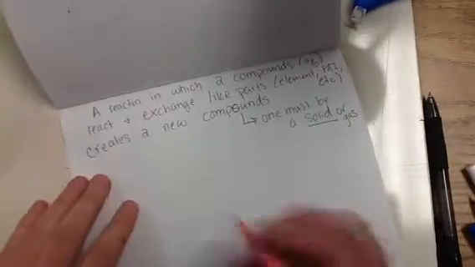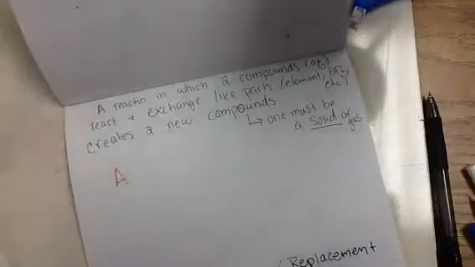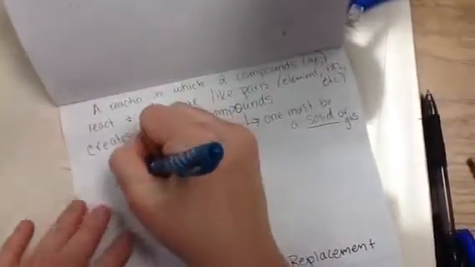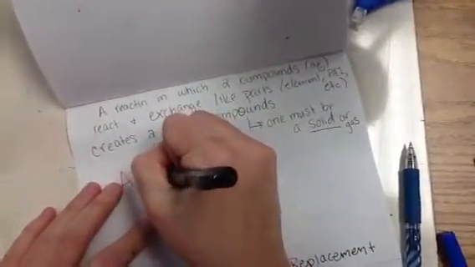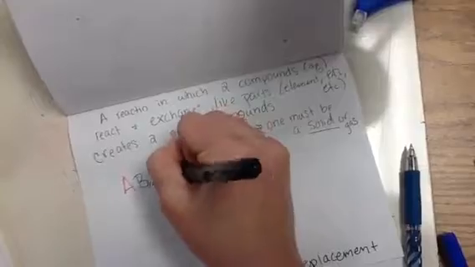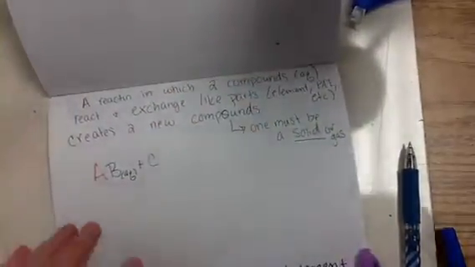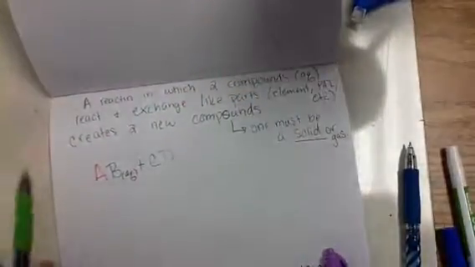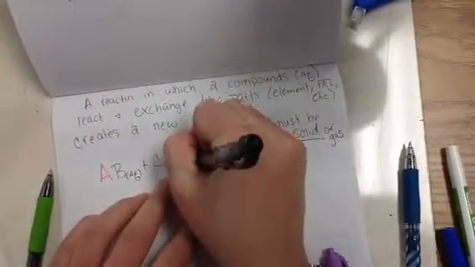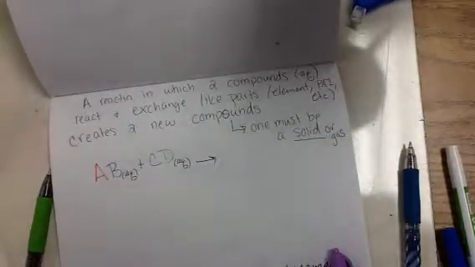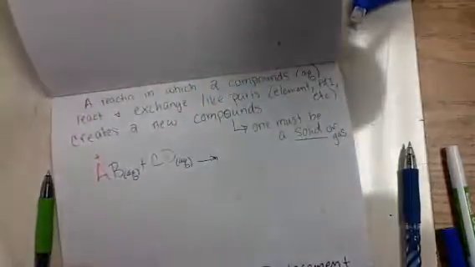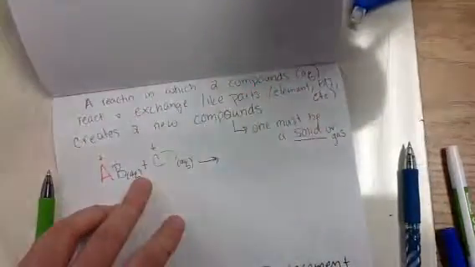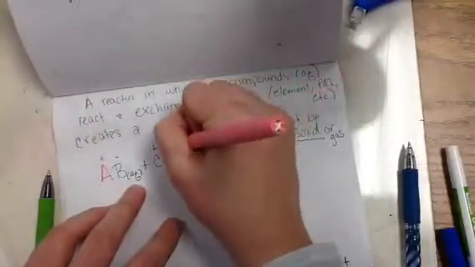Okay, so I'm going to have compound AB, and compound AB is aqueous. And compound AB is reacting with compound CD, and CD must be aqueous. Those two things are going to react, and when they react, we're going to switch like partners. So A is positive, C is positive, B is negative, and D is negative.